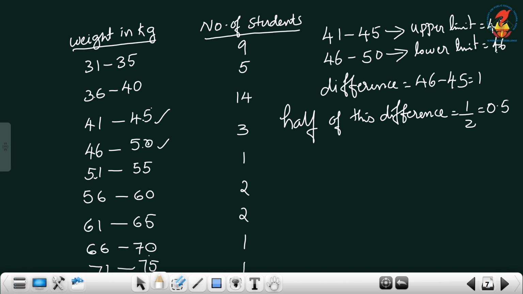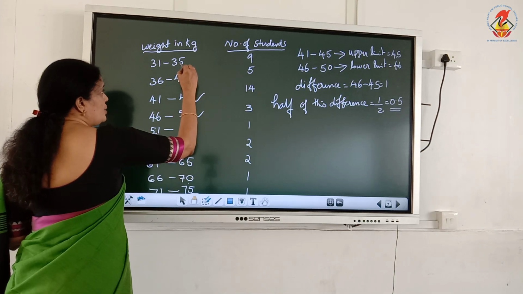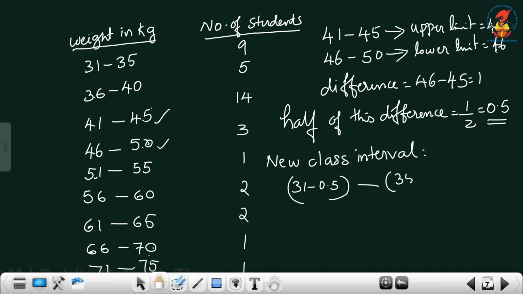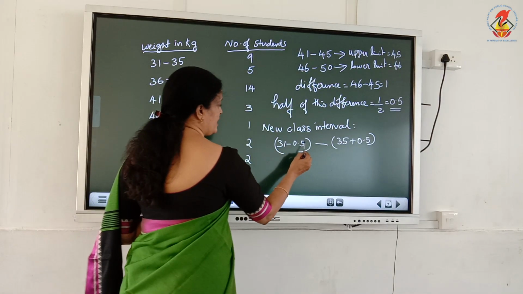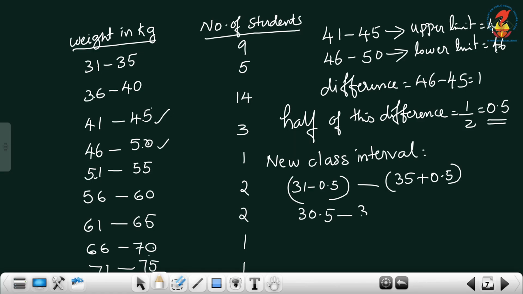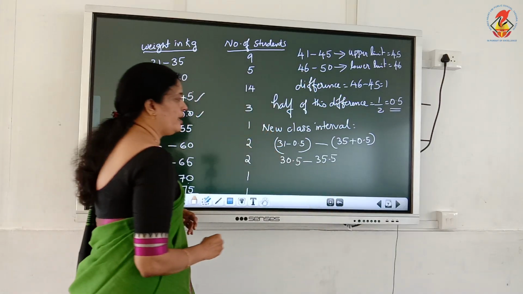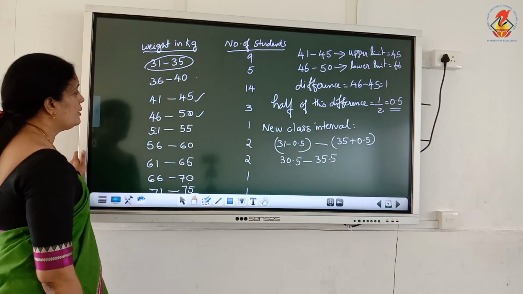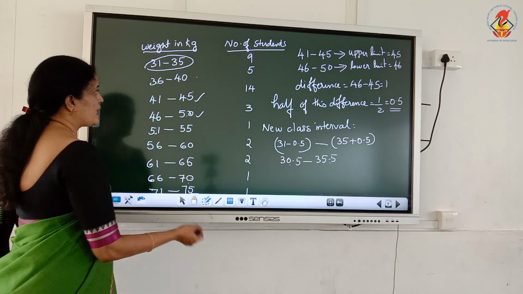Then how can you change this class interval? Here, half of the difference is 0.5. This 0.5, subtract from the lower limit and add to the upper limit. What is the new class interval? New class interval is equal to 31 minus 0.5 to 35 plus 0.5. What is 31 minus 0.5? 30.5. This class interval becomes 30.5 to 35.5.